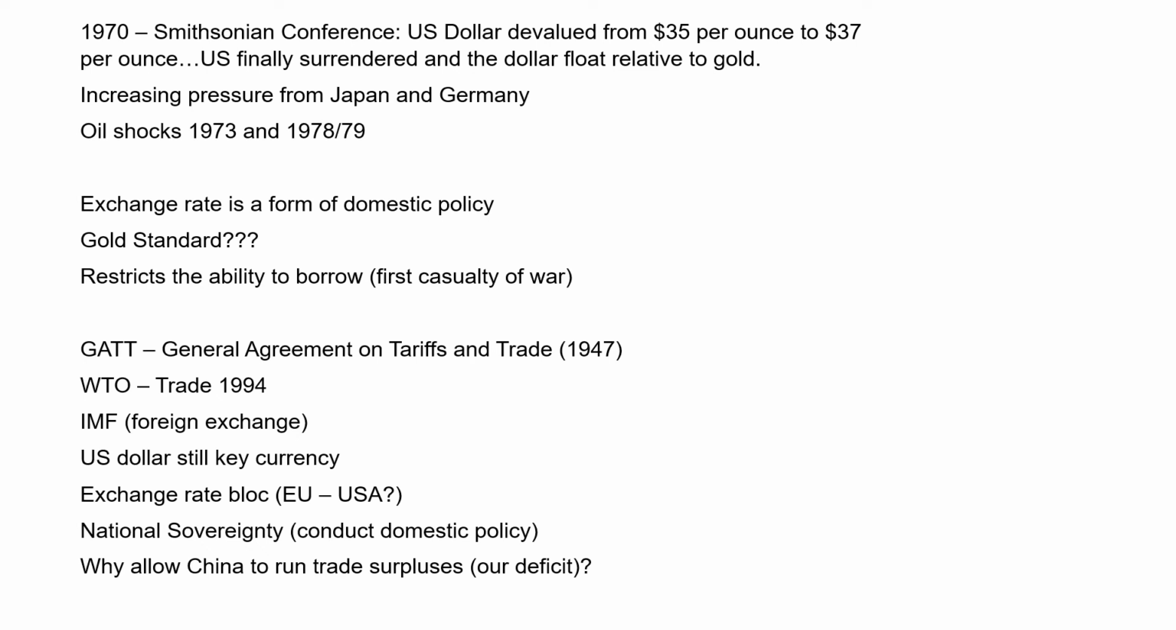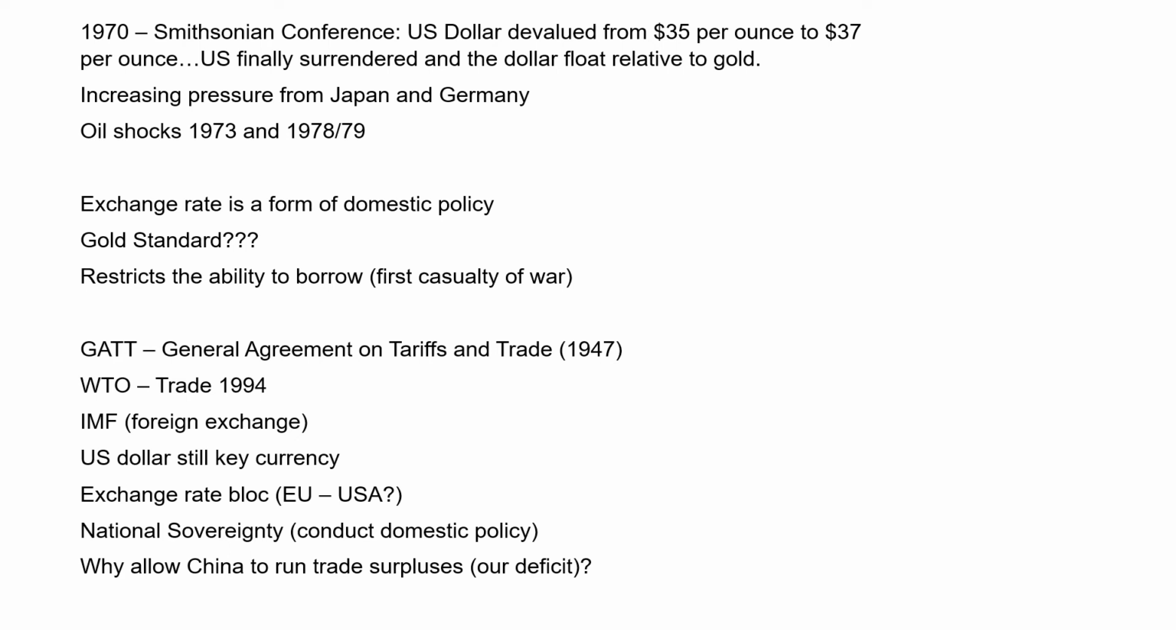1973, 1978, and 1979 caused significant disruptions so far as international financial markets were concerned. And here's a question. People say, why don't we have the gold standard? The problem with the gold standard is that it ties your currency to gold, and that restricts your ability to borrow. You're restricted by the amount of gold that you have in your possession.